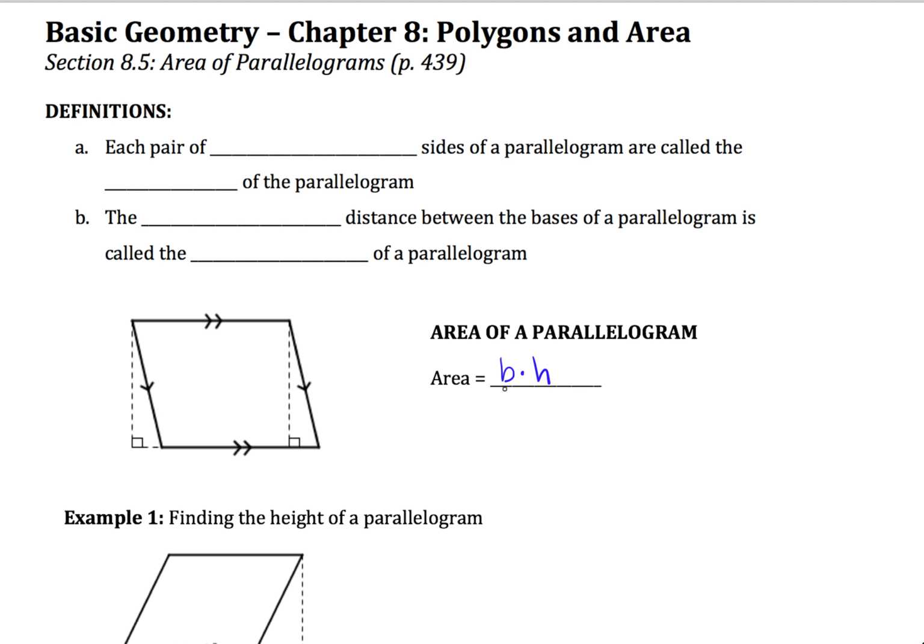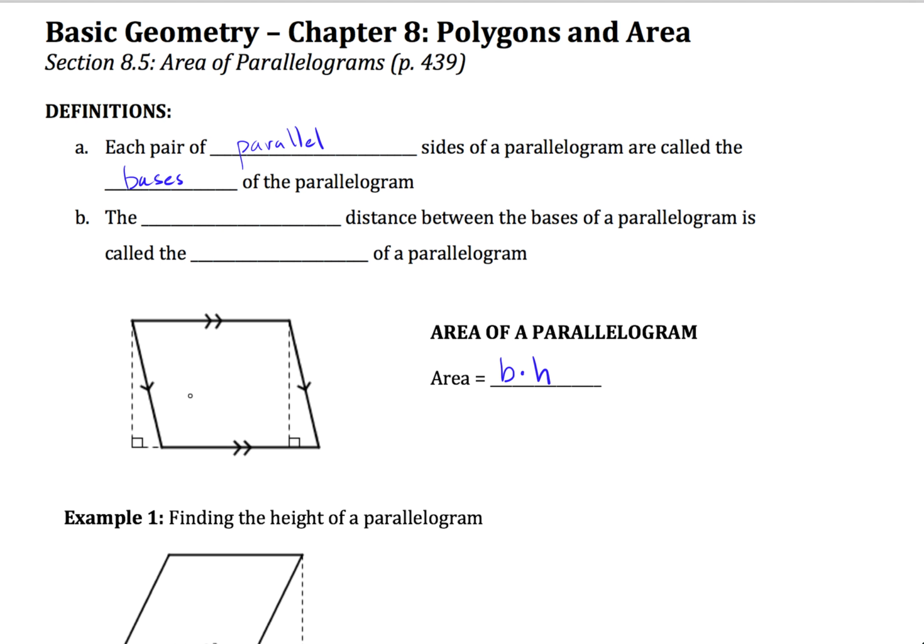But the question is, what do we mean when we say the base of a parallelogram, and what do we mean when we say the height of a parallelogram? And so for that, we're going to jump right up here and take a look at a couple definitions. First of all, each pair of parallel sides of a parallelogram are called the bases of the parallelogram. Since a parallelogram has two pairs of parallel sides, that means it technically has two pairs of bases. When you're using the formula for the area of a parallelogram, you just pick one of the pairs of parallel sides and you call that your base.